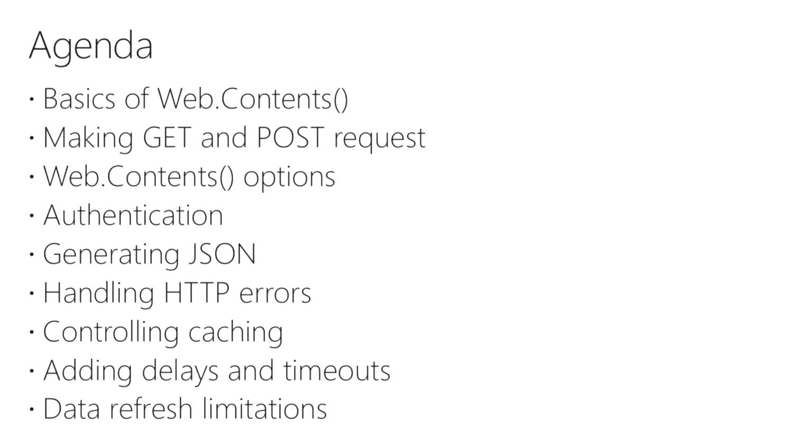Now, this is going to be a session where I do all of my demos in Power BI Desktop, but as always, everything that you can do in M in Power BI Desktop will also work in exactly the same way in M in the query editor in Excel, Get and Transform, Power Query, whatever you want to call it today. And so we will look at using the Web.Contents function to make get and post requests, and look at all of the various different options inside Web.Contents for handling authentication, passing JSON into a web service, handling HTTP errors, controlling caching, adding delays, timeouts, all of these things.